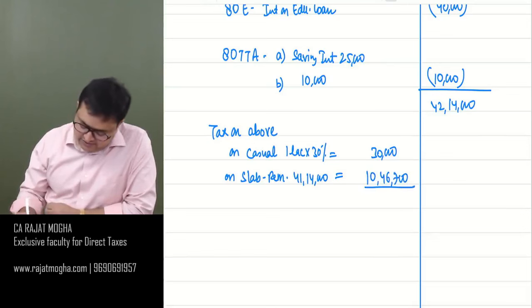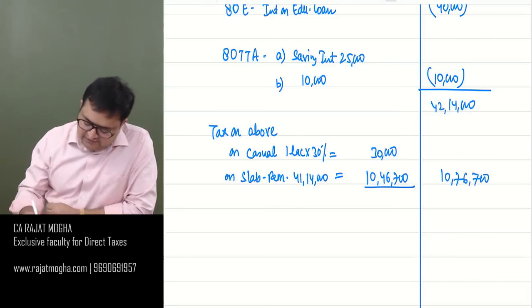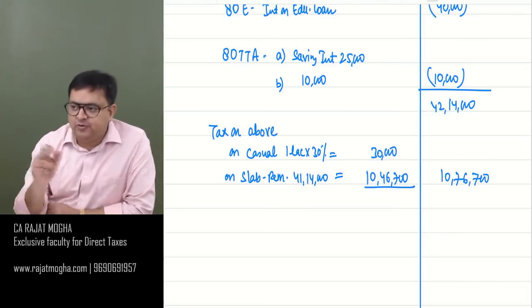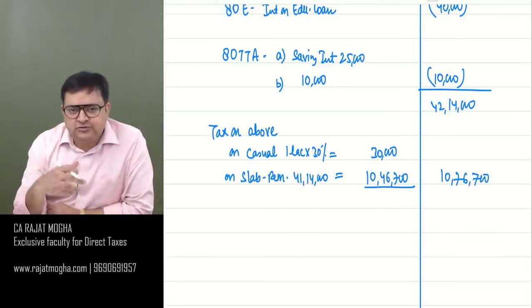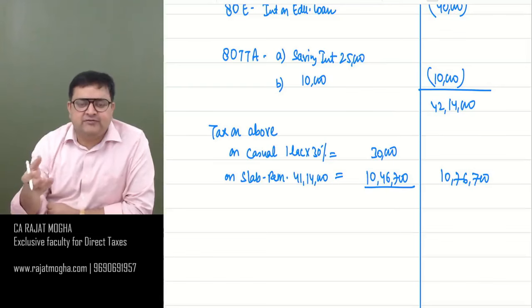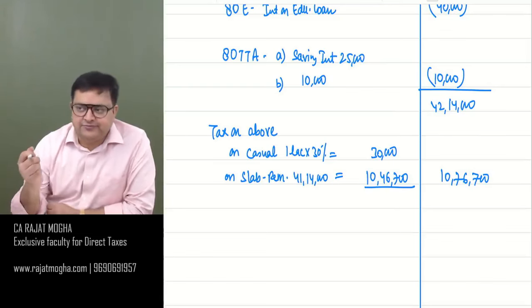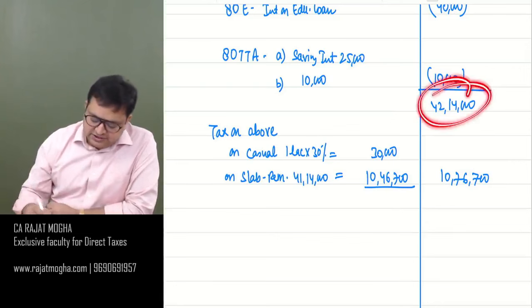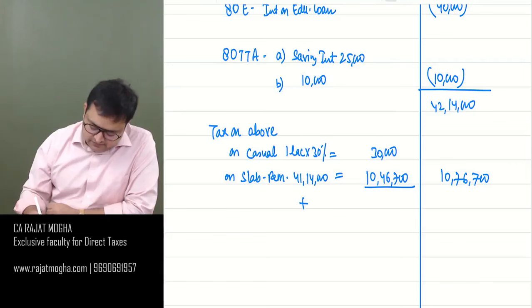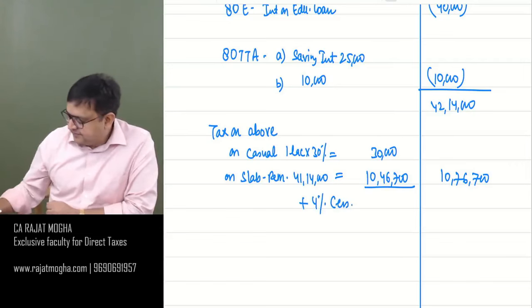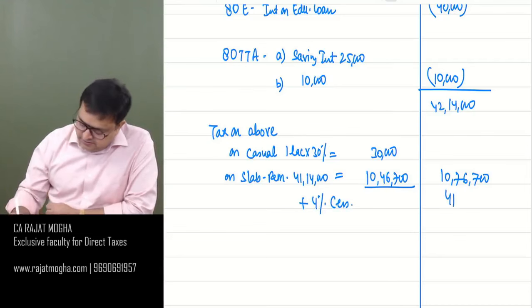So you are correct. The total comes to 10 lakh 76,700. Which one is slab rate? 2.5 lakh. It's the optional regime. He's not a senior citizen. 0 to 2.5 lakh, 2.5 lakh to 5 lakh, 5 lakh to 10 lakh, 10 lakh and above. There is no surcharge. Why? Because the total income is not more than 50 lakh. Plus 4% health and education cess. 41,868.